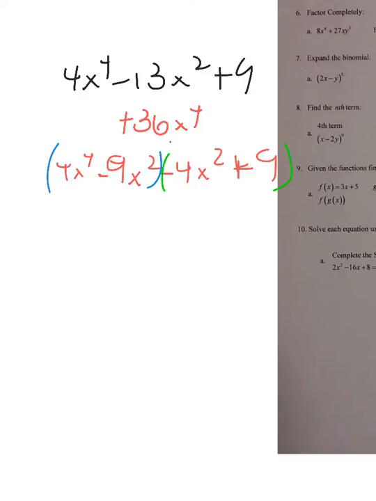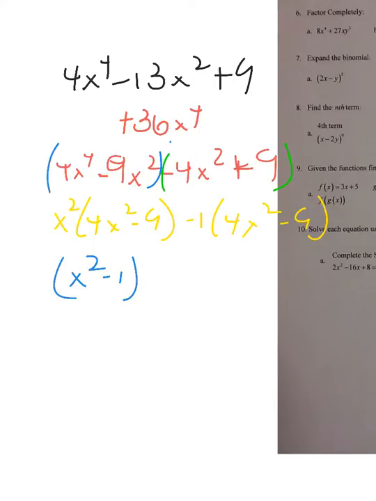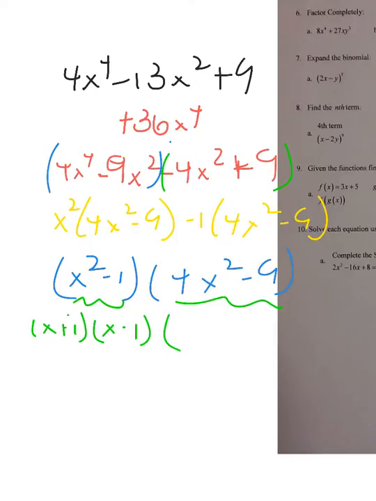So in the blue group, the GCF is x squared. And then I get 4x squared minus 9. The GCF of the second group is negative 1 times 4x squared minus 9. So now my factors are x squared minus 1 and 4x squared minus 9. And then I can factor again. This is a difference of squares, and so is this. So x squared minus 1 becomes x plus 1, x minus 1. And then the second one is 2x plus 3 and 2x minus 3.